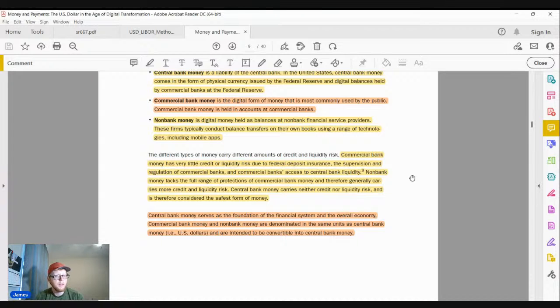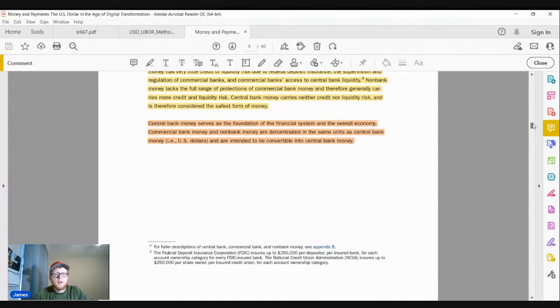There's a lot of nuance, and to finally define that line is difficult to say the least, and would require a lot more discussion to really define where that is. So yeah, central bank money serves as the foundation of the financial system and the overall economy.